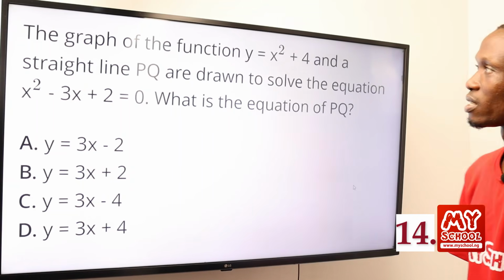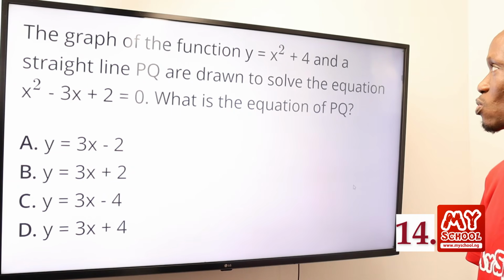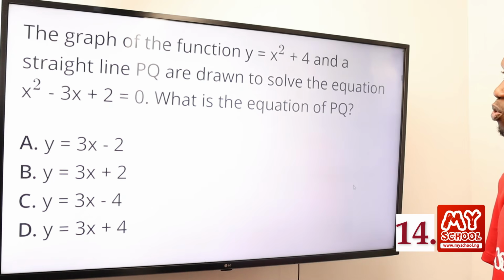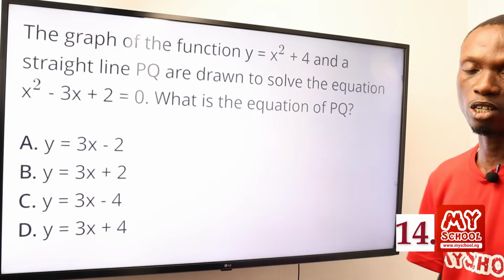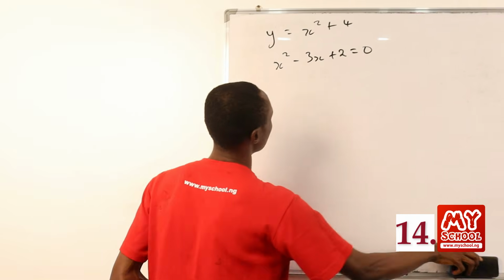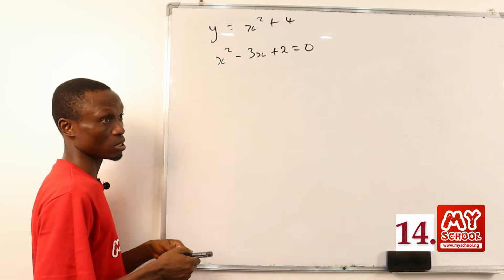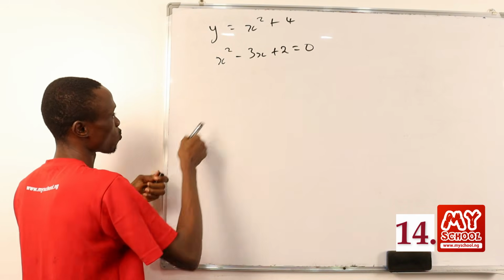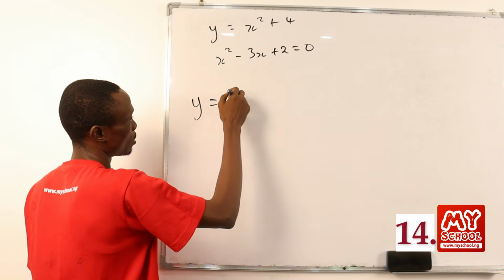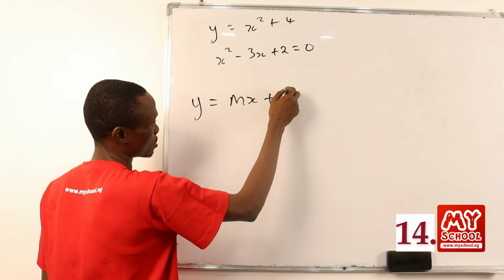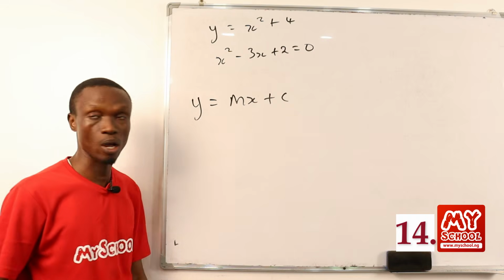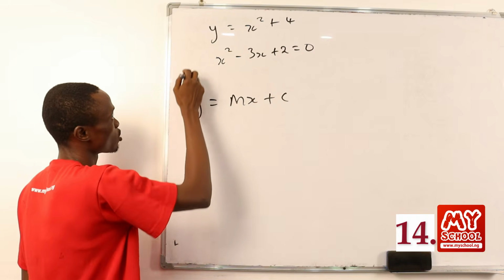Question 14. The graph of the function y is equals to x squared plus 4 and a straight line PQ are drawn to solve the equation x squared minus 3x plus 2 is equals to 0. What is the equation of PQ? So let's move over to the board to provide an answer to this question. So PQ is a straight line. To get the equation of a straight line, we normally use y is equals to mx plus c, right? So basically what we are going to be doing is that we are going to be equating these two equations.